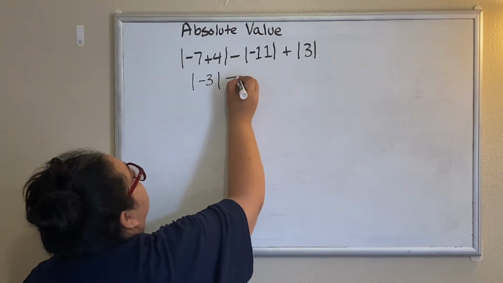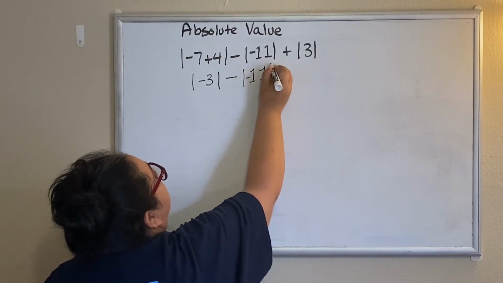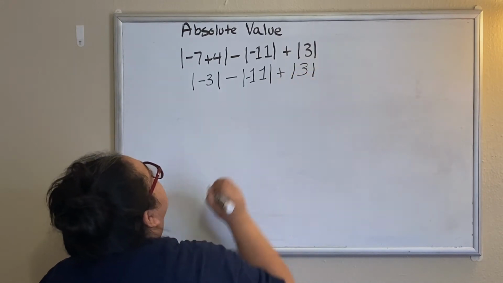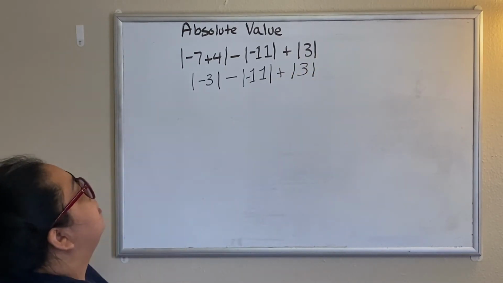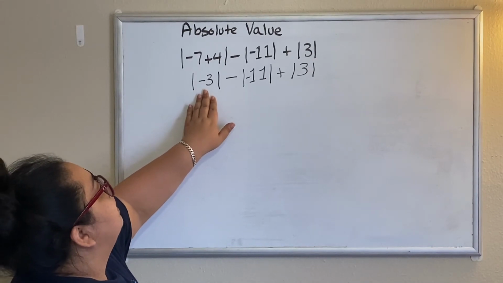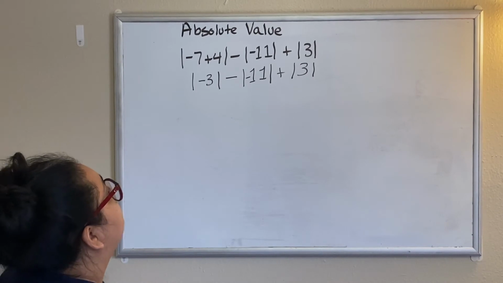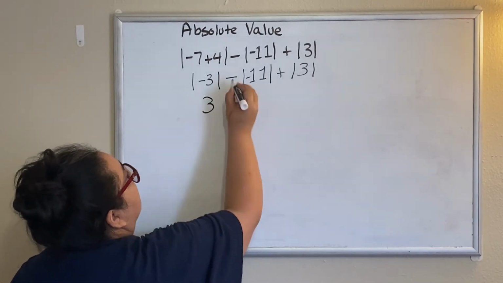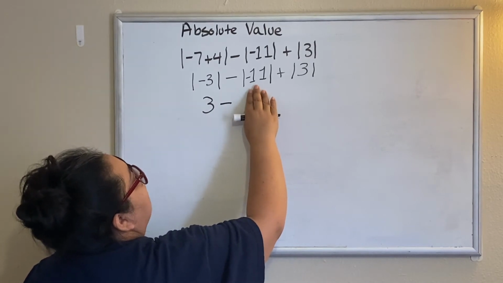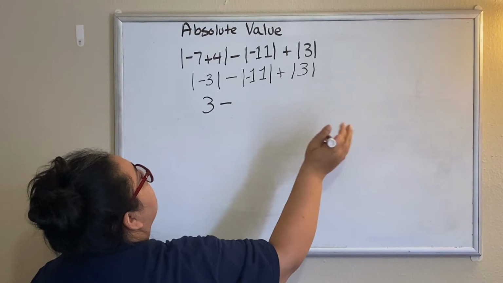We're going to bring down the minus absolute value of -11. Plus the absolute value of 3. And now we can simplify each of these absolute values. The distance -3 is from 0 is 3. So the absolute value of -3 is just 3. We're going to bring down the minus sign. And now the distance -11 is from 0 is 11 units away from 0.